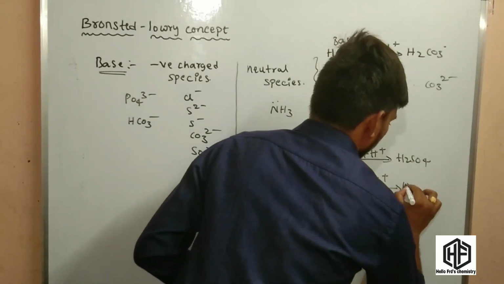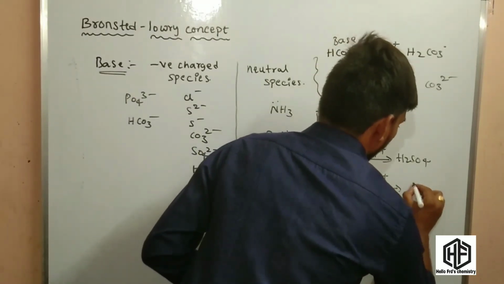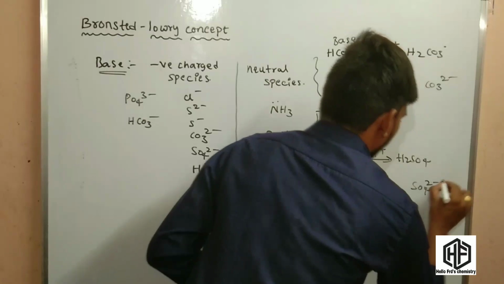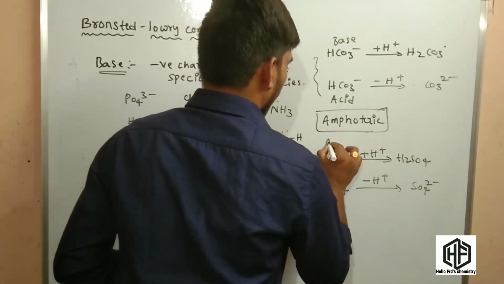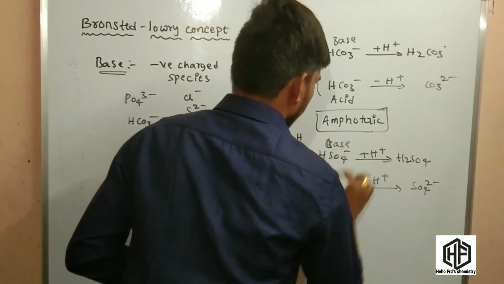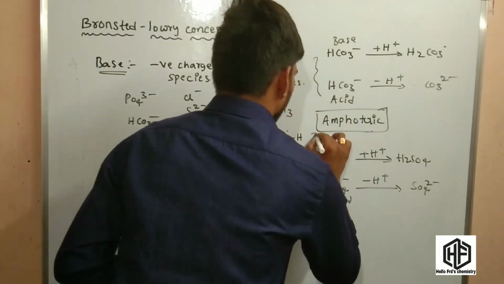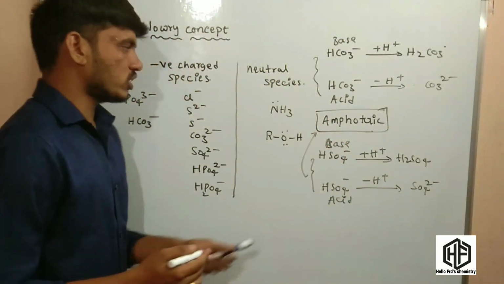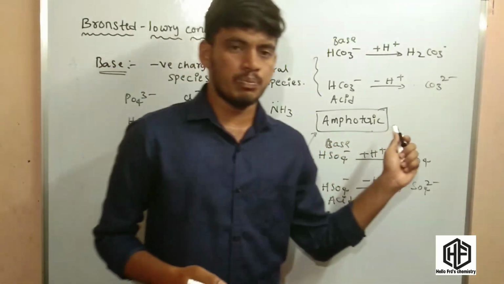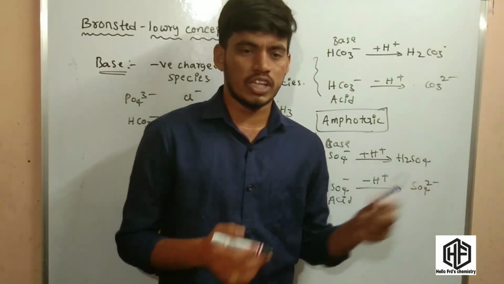SO4 2 minus is present there. This is called the base, and the other is called the acid. A species that acts as both a Bronsted acid and a Bronsted base is called an amphoteric species. This is the concept of the amphoteric species.